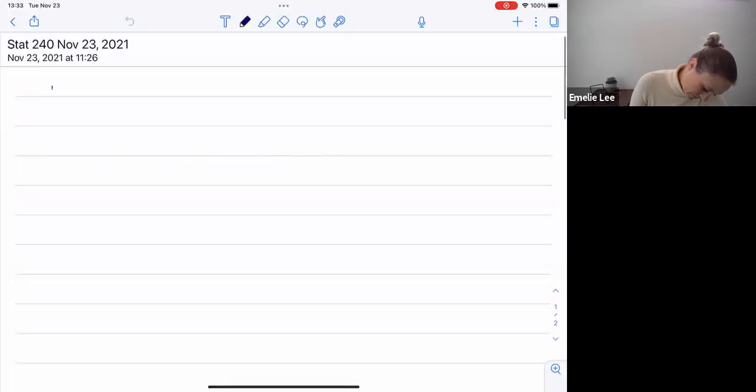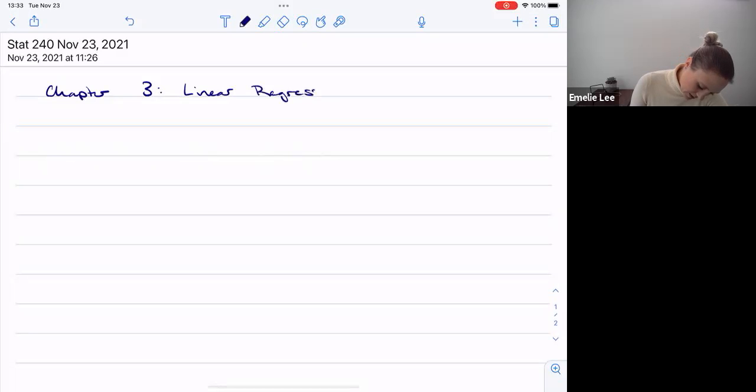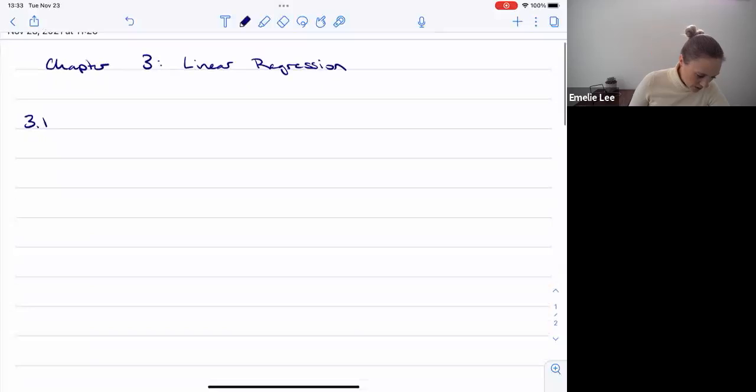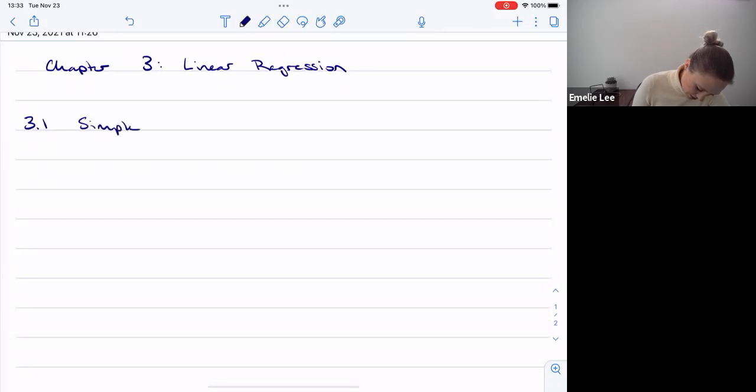Chapter 3 is called linear regression. What's nice about linear regression is we'll be able to use linear regression concepts for a lot of different analyses, and I dare say the majority of analyses that you do on your own are going to involve linear regression. As soon as you want to predict something, then you'll probably need regression. Linear regression typically. So we're going to start in section 3.1, which is on simple linear regression.